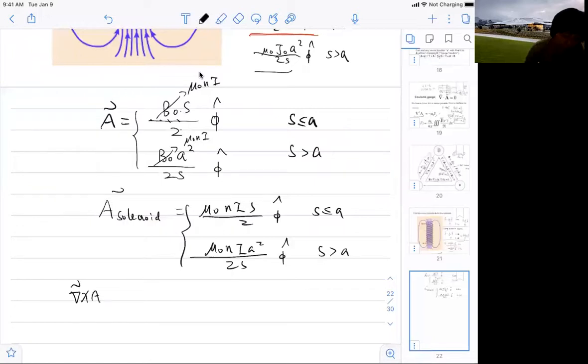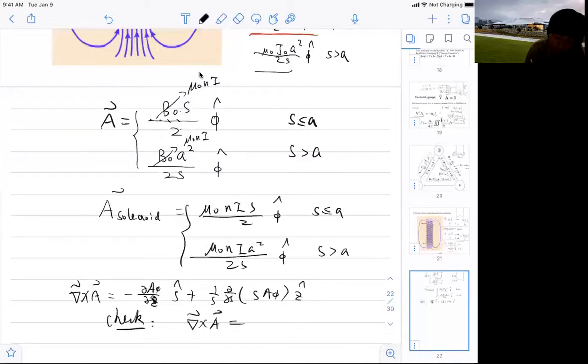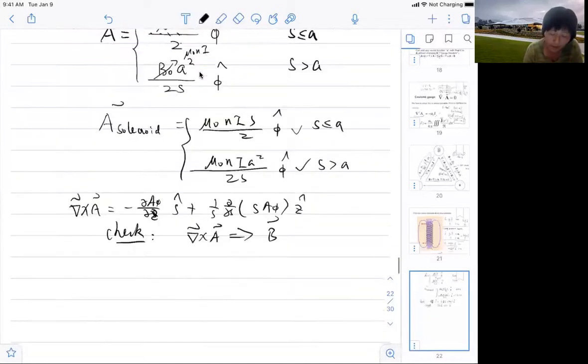I'm not going to have time to do all of it, but I'll write down the equation so you can check yourself. The curl of A, with A in the phi direction, in the Z hat component is 1 over S d ds of S A phi. You can go back and check if you do this, do you indeed get the B field that you wanted, to see if this is actually correct. You can go ahead and check that later after class.